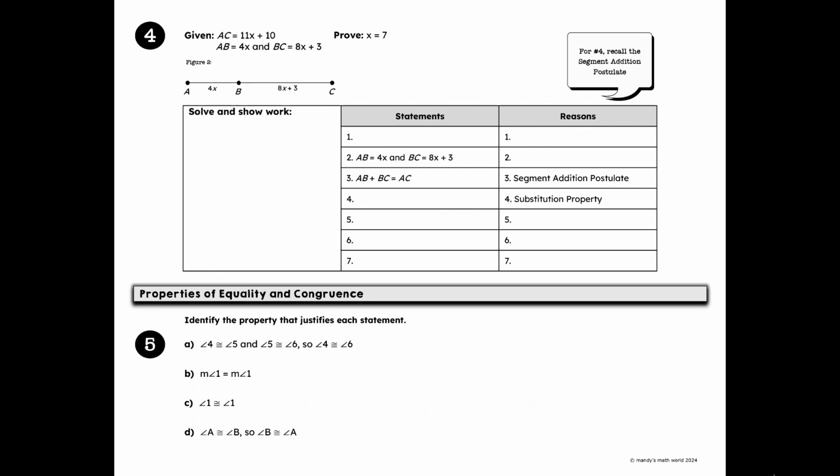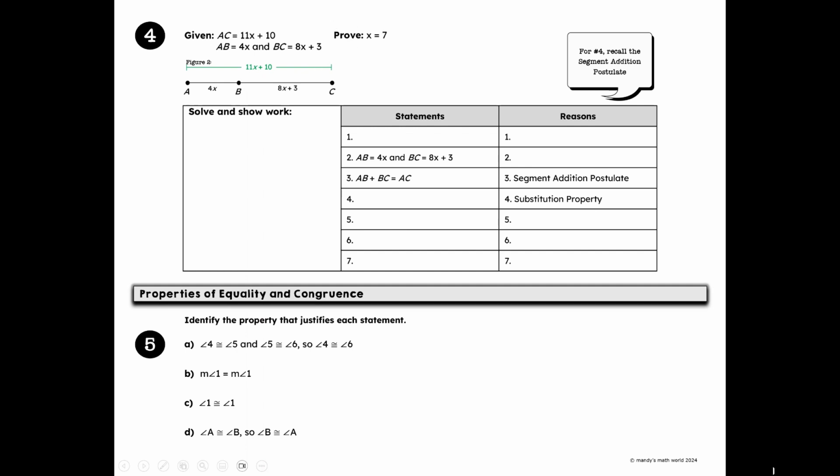Okay, let's move on to example number 4. This is our last full proof. Example number 4. We are given that the length of segment AC is 11x plus 10. That's here to here. 11x plus 10. That's what we're given. We're also given that the length of segment AB is 4x, and the length of segment BC is 8x plus 3. We're asked to prove that x equals 7.